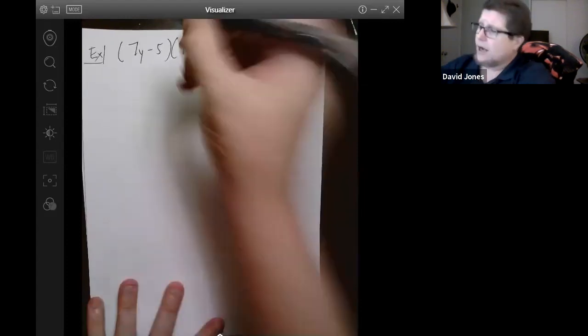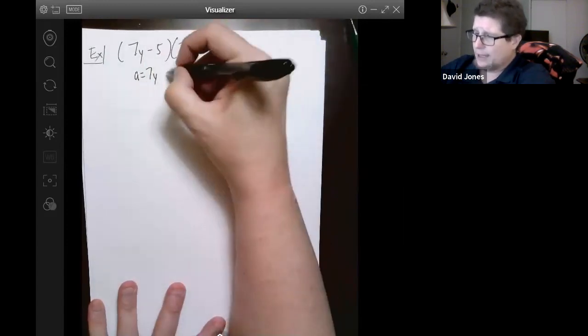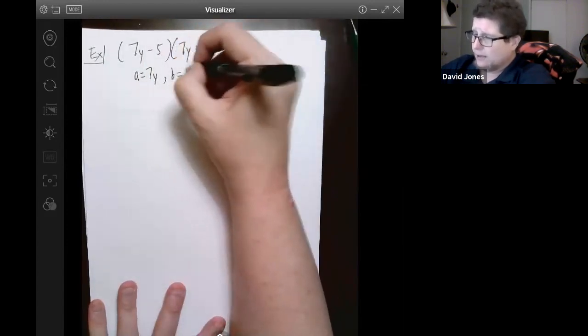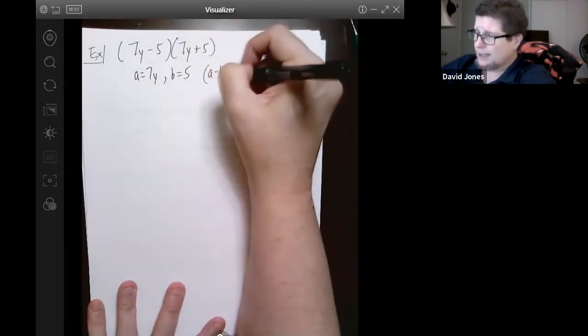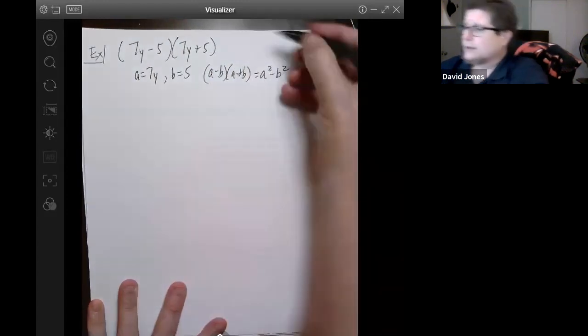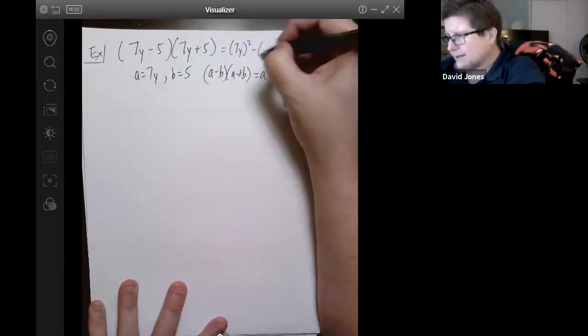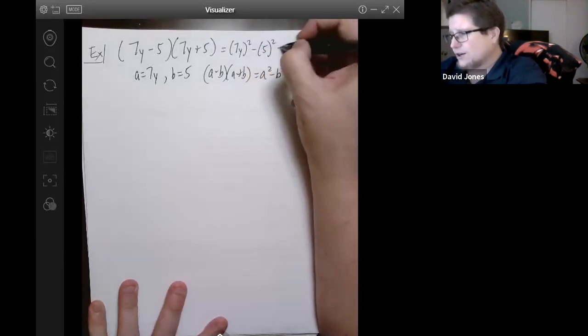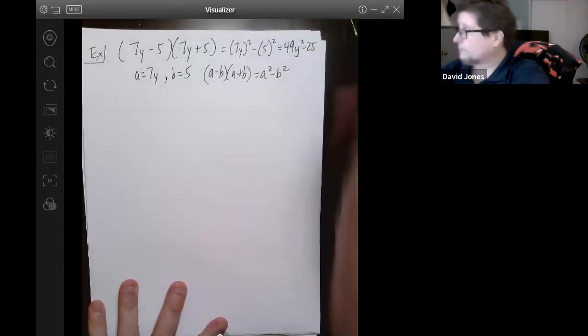Okay. This is like a equals 7y and b equals 5. And this is like a minus b times a plus b. That's a squared minus b squared. This is 7y squared minus 5 squared. Should give you 49y squared minus 25.